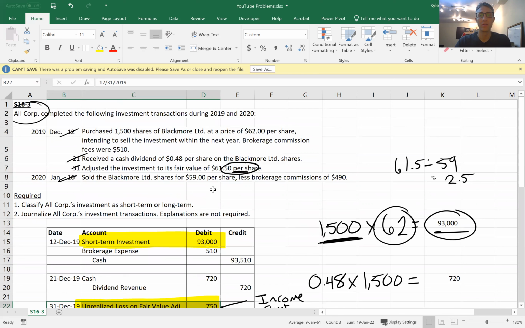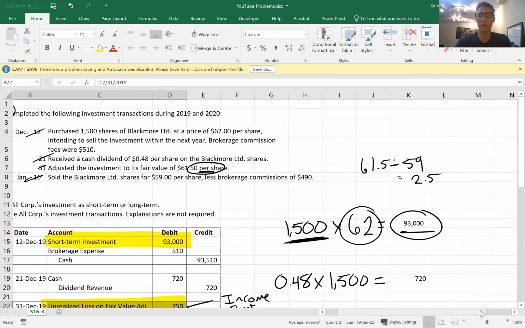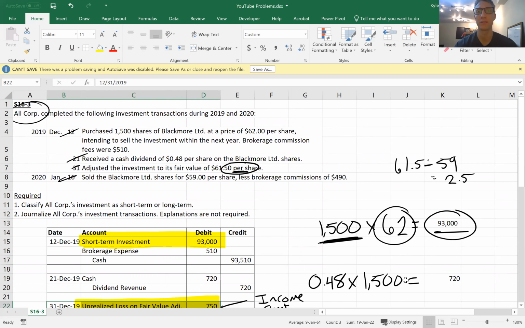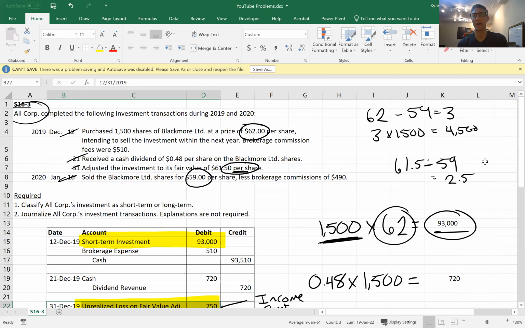The total loss on the investment, if we look at this from a total perspective, cumulative from date of purchase to today, was that the purchase price was $62, and they sold it for $59, which is a loss of $3 per share. And they owned 1,500 shares, which is a total loss of $4,500. Now, I did that math in my head, so I hope it's correct. We'll be able to figure that out very soon, though. So they experienced a total loss of $4,500.